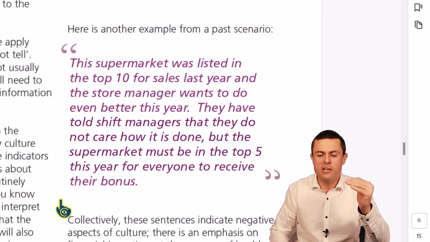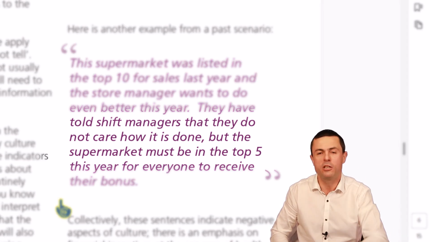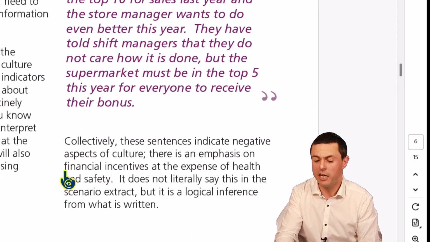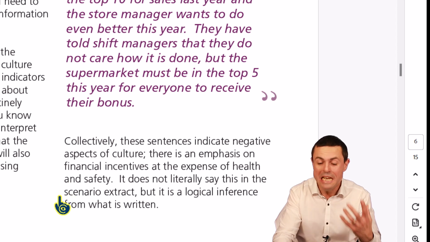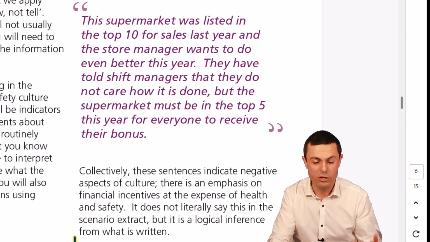It says they do not care how it is done, but the supermarket must be in the top 5. We do not care how it's done. We don't care if we have to break all the health and safety rules in order to get there. We can infer from this that health and safety is a secondary priority compared to the sales. And it says here in the guidance, there's an emphasis on financial incentives at the expense of health and safety. It does not literally say this in the scenario, but it is a logical inference from what is written. So there's this whole idea about inference.